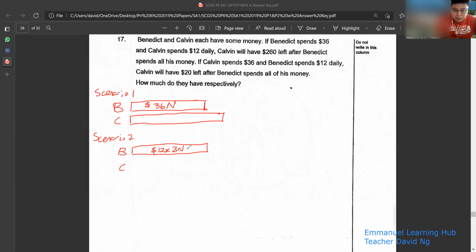So the number of days for scenario 1 and scenario 2 is different. Does that make sense? So 12 times 3N. Earlier on was 36 times N. Now it's 12 times 3N, because Benedict now spends $12 daily. Then Calvin spends $36, right? Now it's 36 times 3N.